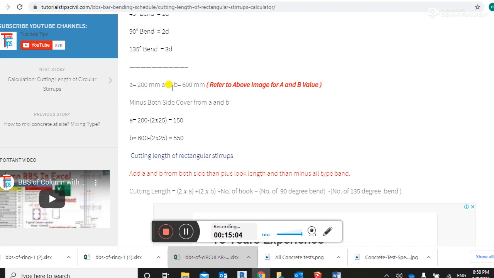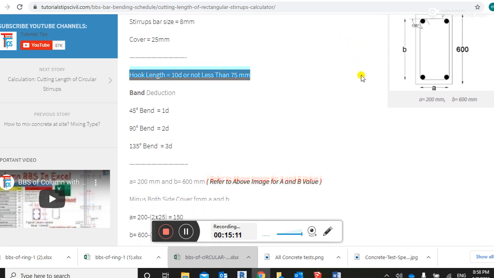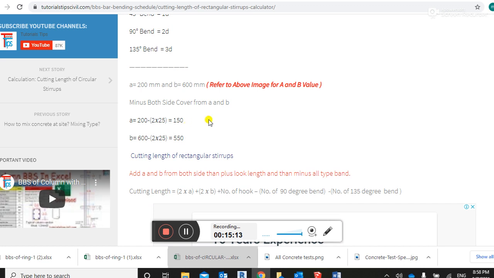A is 200 millimeter, B is 600. Referring to the above image, we have the dimensions. The formula for A is 200 minus 2 into 25. What is 25? 25 is the clear cover. Multiplied by 2, it becomes 150. B is 600 minus 2 into 25 clear cover, it's 550.